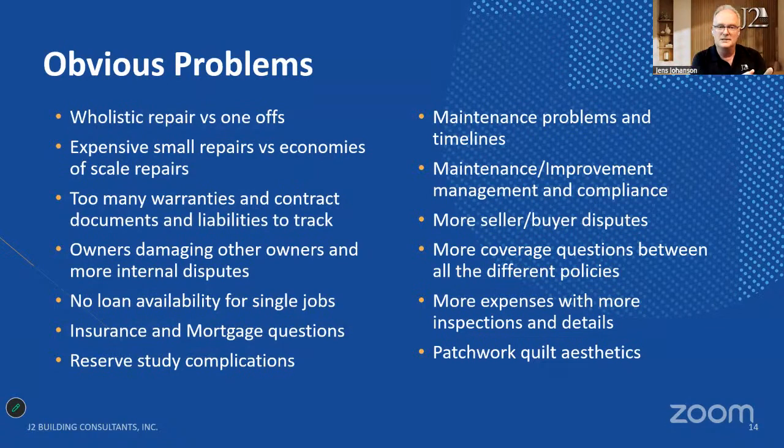The buyer didn't have a contract because the seller did the contract with the window guy. So now they don't have a contract, and then the bad window install leaks down below, and now they're getting sued because of what the seller did. So now we're going to have a whole bunch of buyer-seller arguments. Again, we're going to have coverage questions between the different policies now that we add this neighbor potential risk. We're going to have more expenses with more inspections and details. Patchwork quilt aesthetics.